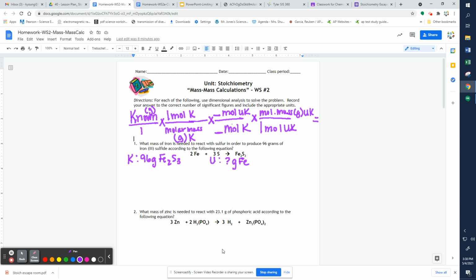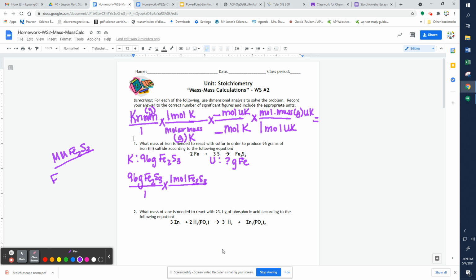So now I'm going to follow this exact template. My known over 1. 96 grams of Fe2S3 over 1. Next, I'm going to multiply. On top, I have 1 mole of my known, which is Fe2S3. And on bottom, I'm going to figure out the molar mass. I'm going to write that over here. Okay?